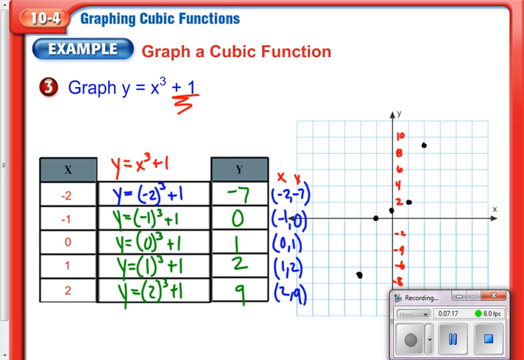Here's what our plots look like. Here's what the cubic function looks like. Again, you can tell that in comparison to number 1, it did shift up 1 unit. And it is a positive, so it looks like that.